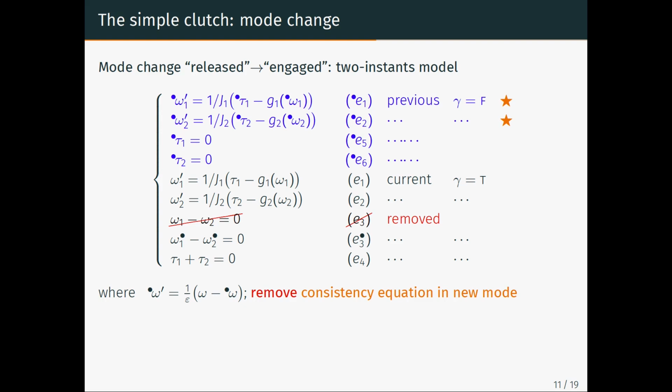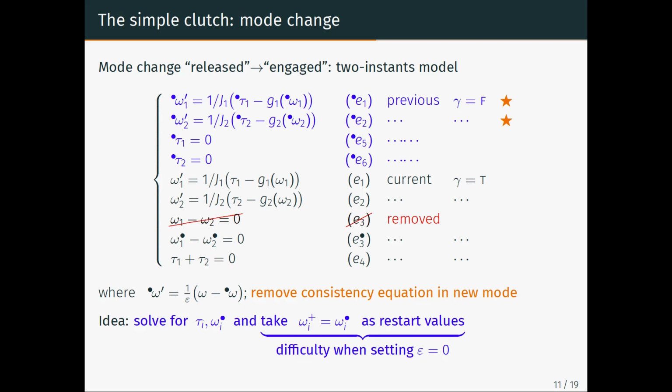In practice, we actually just postpone it for a single non-standard instant, as its forward-shifted version is still taken into account for the mode change. Now, by solving this system, we should get restart values for the torques and for the forward shifts of the angular velocities. As epsilon is infinitesimal, it would be tempting to directly set it to 0.